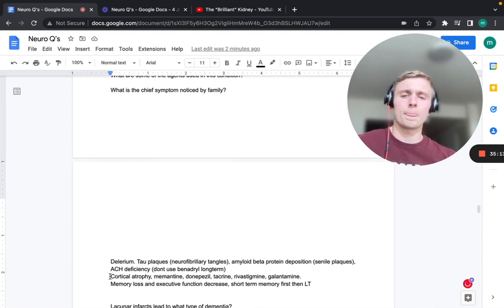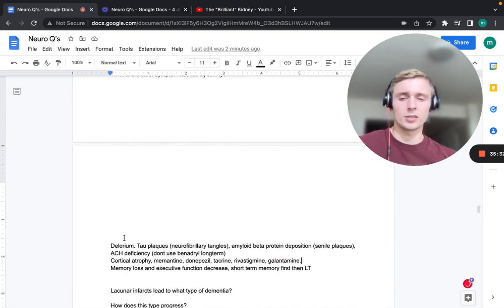What will you see on MRI? Cortical atrophy. And medications you can use: memantine, donepezil, tacrine, rivastigmine, and galantamine. These are all medications we can use. And what does family notice first? Memory loss and decreased executive function. So unable to have a good working memory, accomplishing tasks at the same rate, and also, of course, short-term memory loss first, and then it develops into the long-term memory that they start to lose.